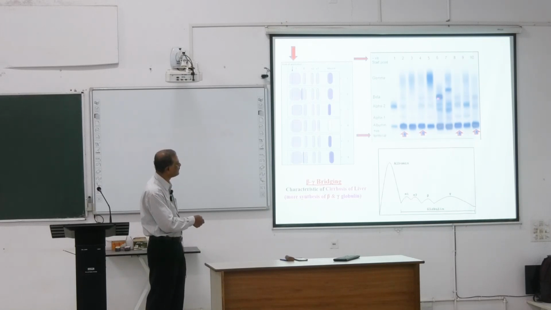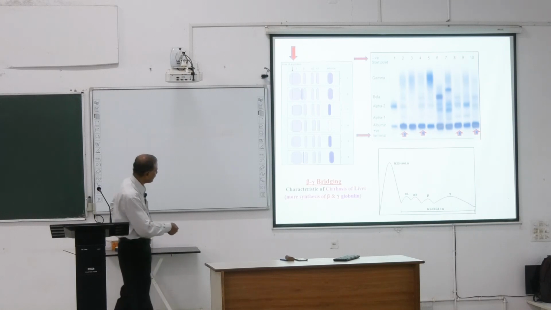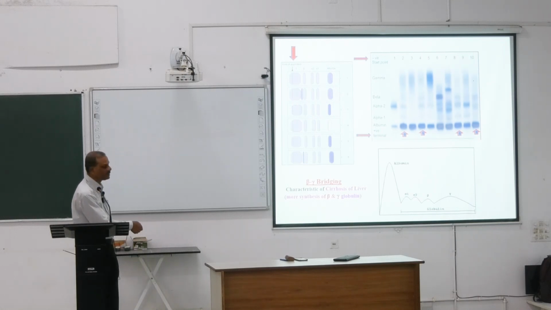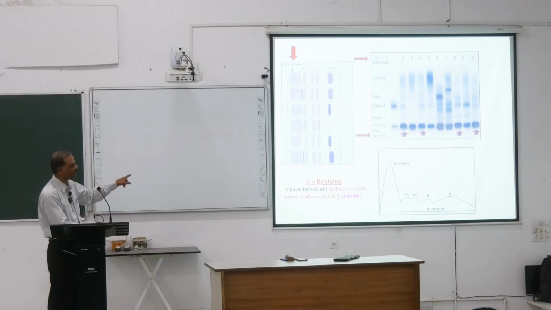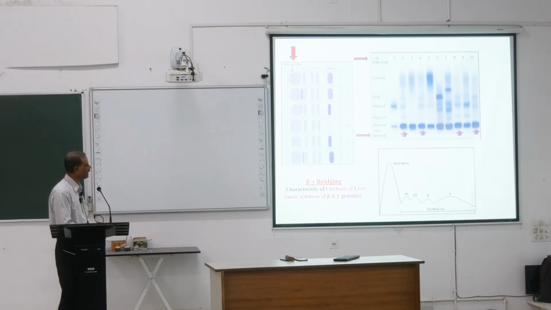In contrast, you can see here there is a broad band that is called beta myeloma. And again, there is a problem here, and we see this area is wide. So you note down that beta gamma bridging is the characteristic of cirrhosis of liver, because there is more synthesis of beta and gamma globulin. Just note down this point. What is beta gamma bridging? That is characteristic of cirrhosis of liver, more synthesis of beta and gamma globulin.